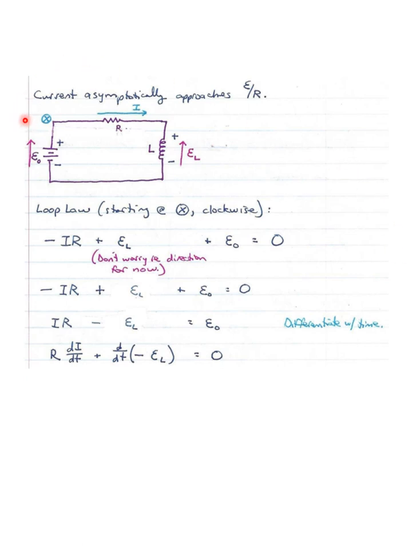Here I've drawn an X with a circle around it. Let's start at that X and work our way around clockwise and apply the loop law. So we've got negative IR. We then have plus the back EMF, E sub L. And I wrote a note down there, don't worry about the direction for now. Let's just say it's plus. And plus E naught from the battery. And coming around, finishing up the loop law, they all equal 0.